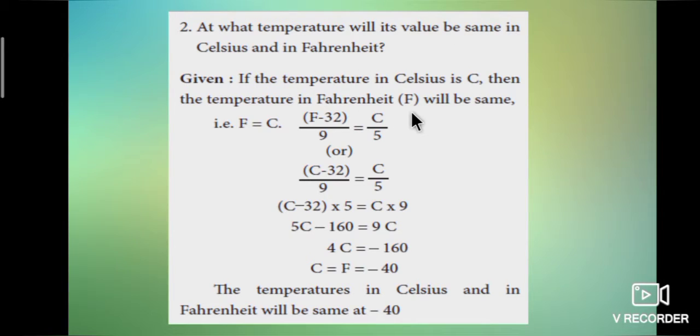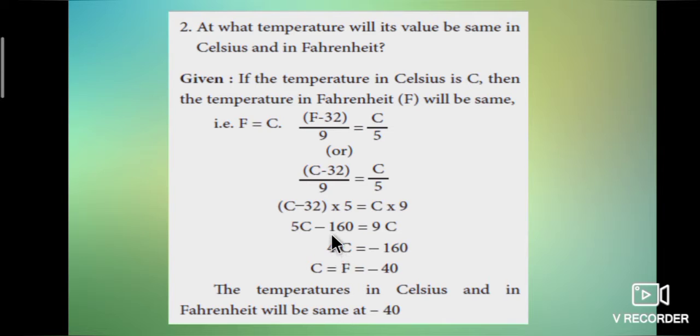Let's see the answer. Given if the temperature in Celsius is capital C, then the temperature in Fahrenheit capital F will be same. That is Fahrenheit is equal to Celsius. (F minus 32) divided by 9 is equal to C by 5. Or otherwise we can say (C minus 32) divided by 9 is equal to C by 5, because Fahrenheit as well as Celsius is same. So (C minus 32) into 5 is equal to C into 9. So you multiply with the 5. 5C minus 160 is equal to 9C.